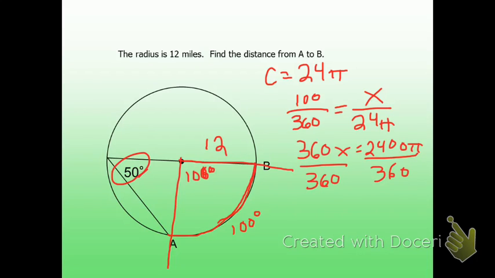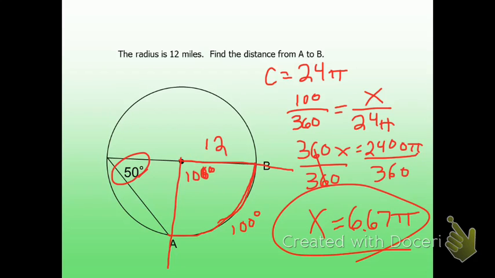So if we divide both sides by 360, we get that the arc length is 2400 pi over 360. So to leave it in terms of pi, the only thing I'm going to type in my calculator is 2400 divided by 360. And that comes out to 6.66. So we can round that to 6.7. And then the pi just kind of stays there. And it comes out to 6.67 pi.